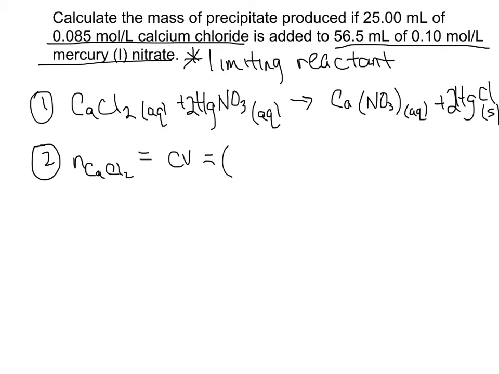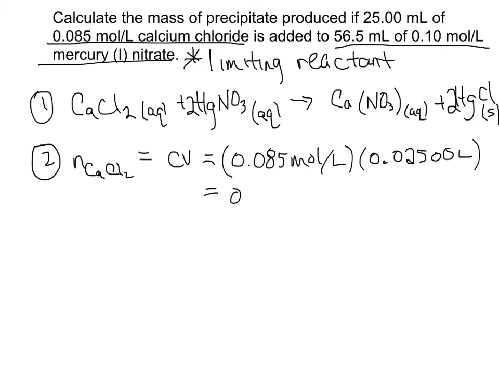What do we got here? We got 0.085 moles per liter times 25 mL, which is 0.02500 liters. That gives us 0.00212 moles of calcium chloride.